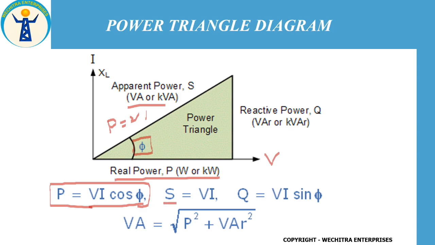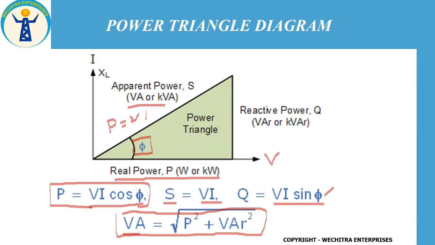This is the real power. S is apparent power, VI. And Q is reactive power, VI sine phi. Again, phi is the phase angle between voltage and current. And this is again the formula for the triangle, so this is not very much needed.